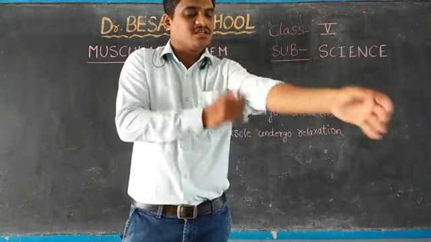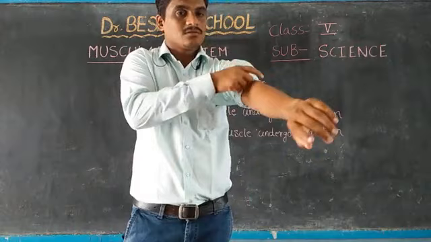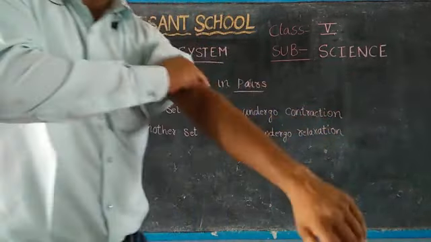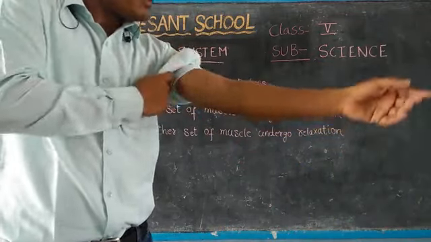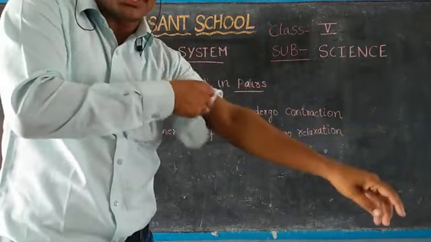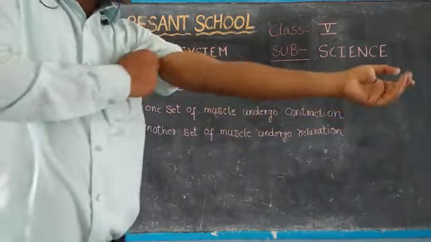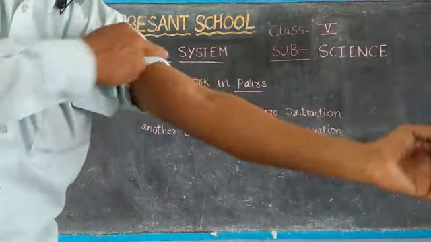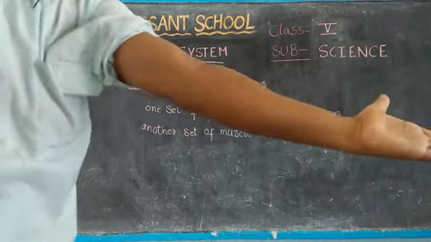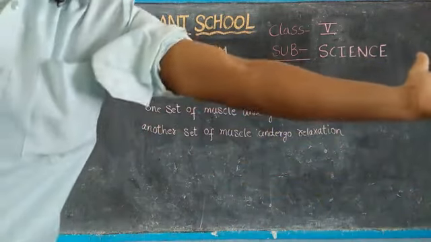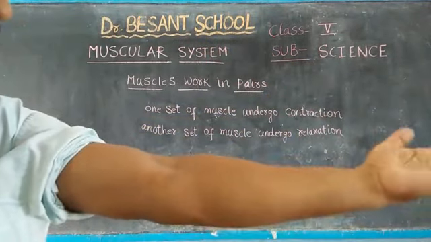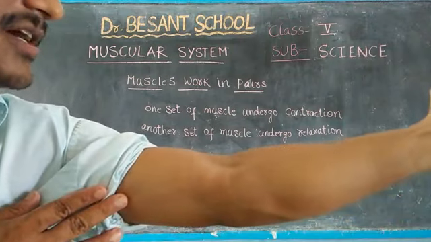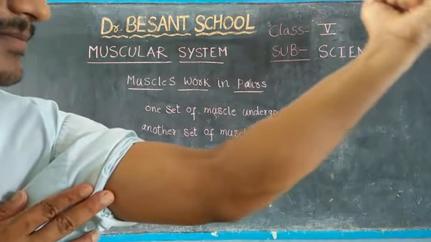What is that activity? I wear a full hand shirt, that's why I will remove the shirt here. I'm folding my shirt to show you the clear picture. I folded my shirt. Now stretch your left hand. Now make a fist and slowly fold your hand at the elbow.